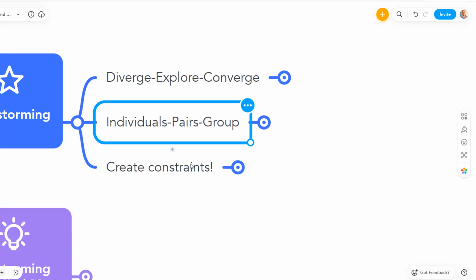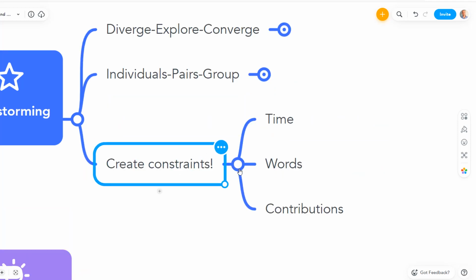Finally, it's a good idea to create constraints for your brainstorming, whether those are constraints of time, the number of words you add to a mind map, the number of contributions you want from each person or group, or even just by focusing the group on a particular and specific question.